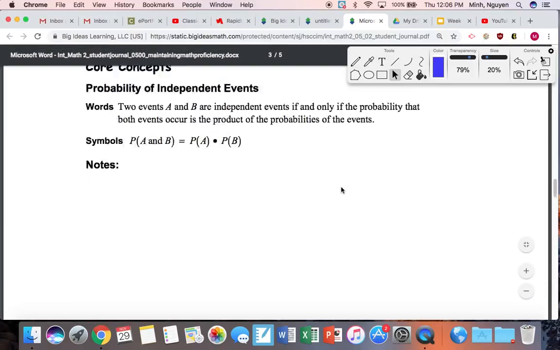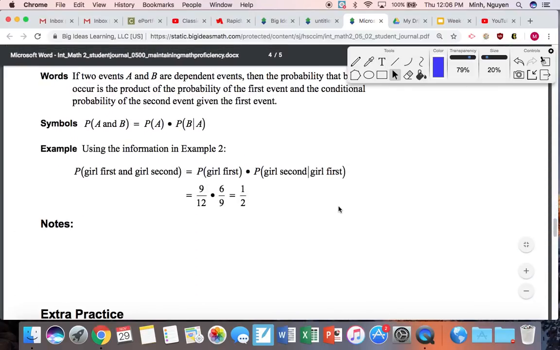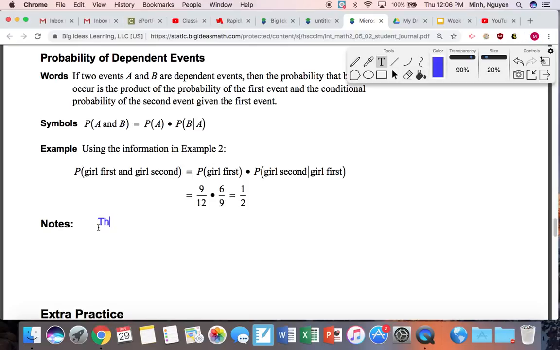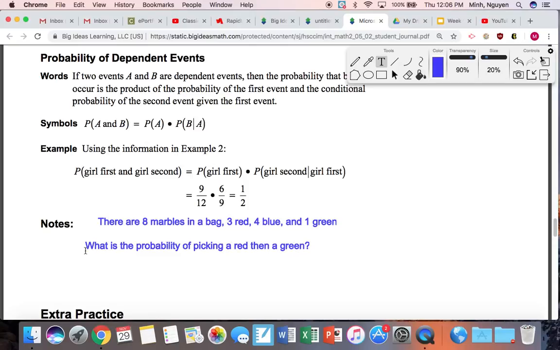Moving on to an example of dependent events, let's set up a different situation real quick. There are 8 marbles in a bag: 3 red, 4 blue, and 1 green. What is the probability of picking a red then a green? For the first one, I have to think about the total number of marbles. 3, 4, 1 makes 8 marbles. My probability of picking a red first: how many reds do I have? It's 3, right? So I go ahead and take out a marble, and I don't know if it's red or not, but I'll go ahead and pick it.